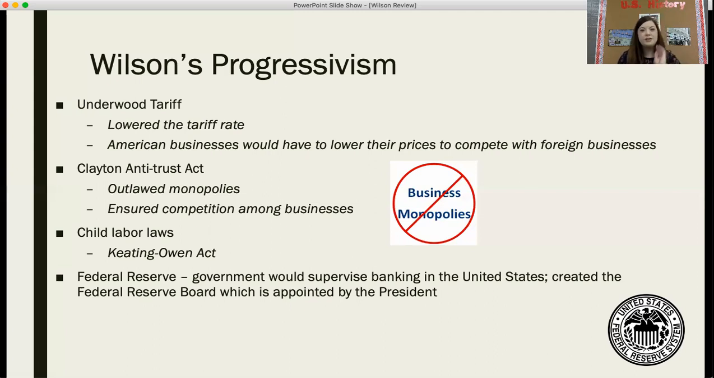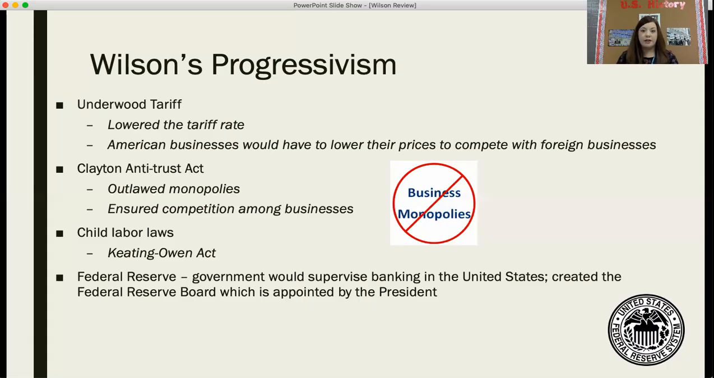Also, the progressives, they do not like child labor, how those small children were having to drop out of school, go into the factories and work. So they're going to pass various child labor policies like the Keating-Owen Act, several other state laws.